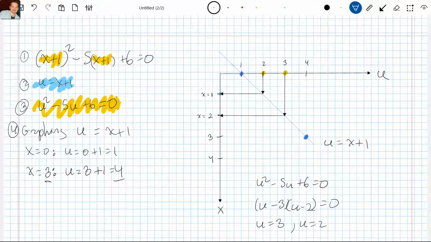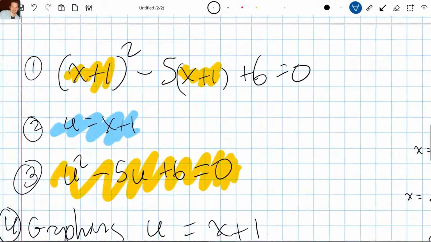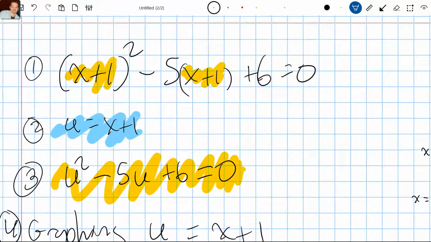But let's also be honest with ourselves. It is true that solving u squared minus 5u plus 6 equals 0 is easier because it's easier to factor that. But then that step number 2, u equals x plus 1, introduces a whole new world that we have to then understand, obviously. And I personally find it fascinating. I've been thinking about this for a while.